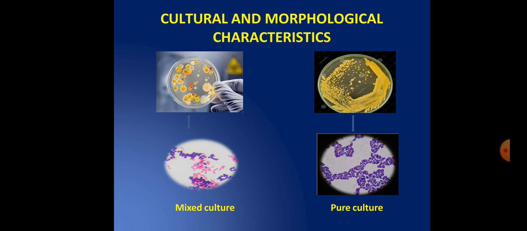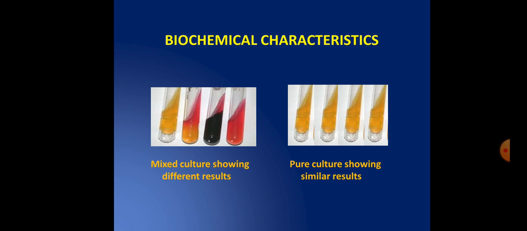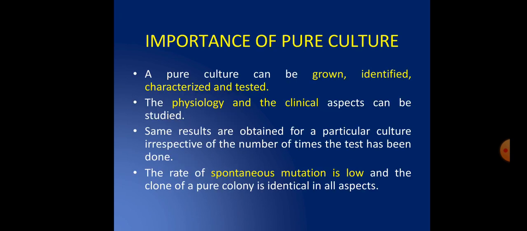Cultural and morphological characteristics. See the two pictures shown on the slide. The first one is a mixed culture, where gram positive and gram negative microorganisms are mixed and shown under the microscope. Here is another picture, a pure culture, showing only single colonies. Biochemical characteristics: the first picture shows a mixed culture, the second picture shows a pure culture.